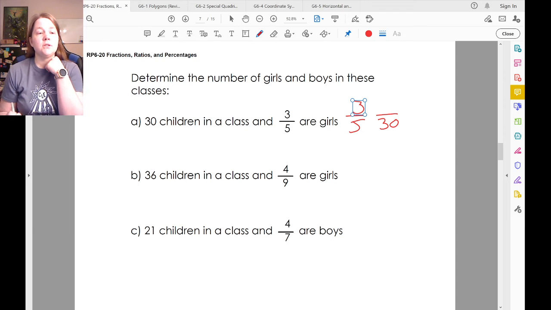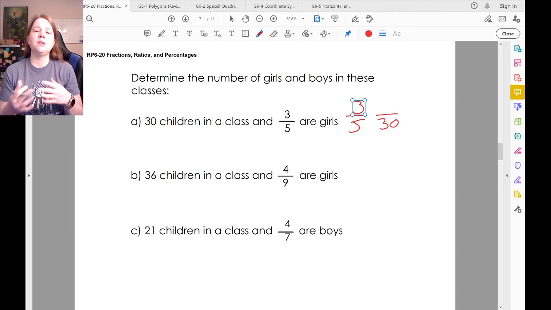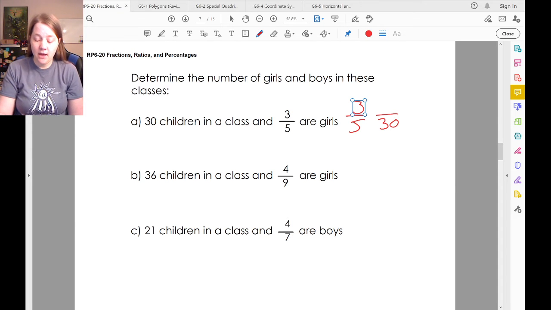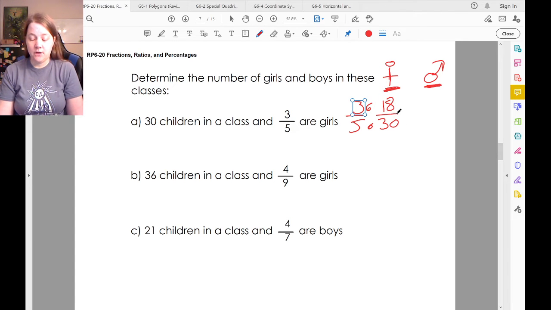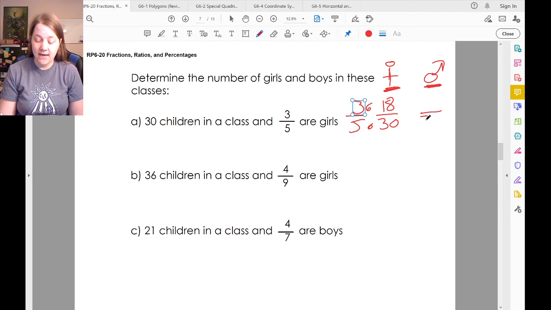So what I'm going to do is figure out how many girls there would be if there were 30 people in the class. I know that 5 times 6 is 30, so 3 times 6 would equal 18. There would be 18 girls in this class. How many boys would there be in this class? Well, if there are 18 over 30 girls, and all that's left are boys, that would mean 30 minus 18 would be 12.